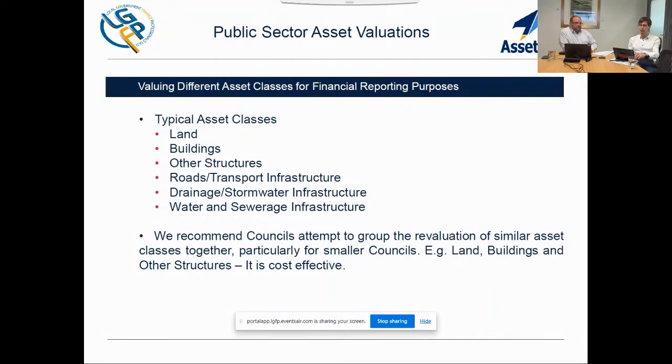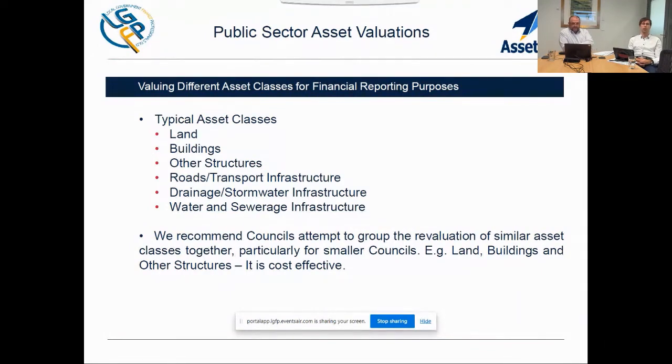It's also relevant that the typical valuer's experience tends to be categorised in similar categories as well. For the infrastructure, we tend to have civil engineers on staff that can value those groups of assets, whereas the likes of myself and the valuation firms, we tend to specialise in land and buildings as registered valuers.